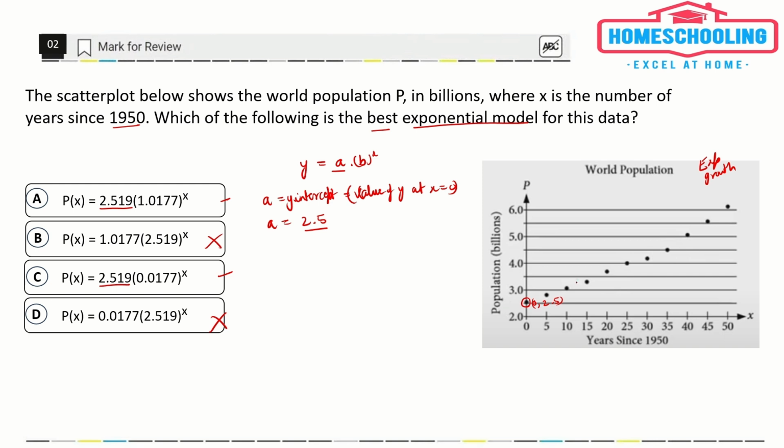Now, as we can see, this is an exponential growth graph. So our factor b would be greater than 1. Among these two options, b is less than 1 and more than 0 in one, and here b is greater than 1. As we know, for an exponential growth graph, the value of factor b should always be greater than 1. So here the b value is greater than 1. So option A is the correct answer.